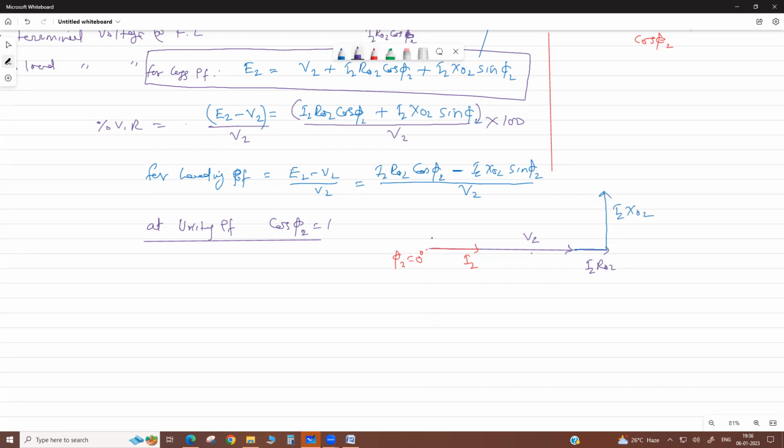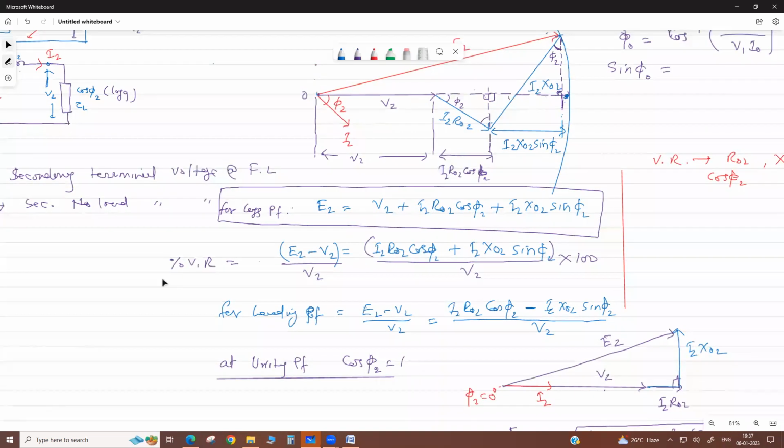Then you calculate E2. This will be your E2 in this case. Now what is your E2? Here you calculate the value of E2. It is the square root of V2 plus I2 R02 whole square plus I2 X02 whole square. This is a right angle triangle. Got it, my dear? Then you apply in this formula E2 minus V2 by V2. Got it? It is very important. Now there was a question here.